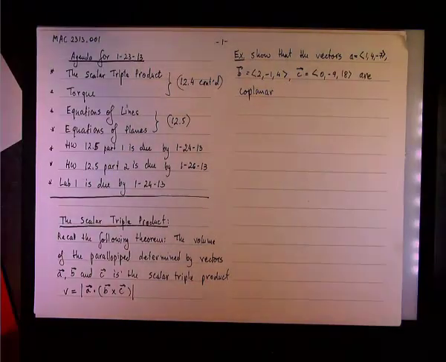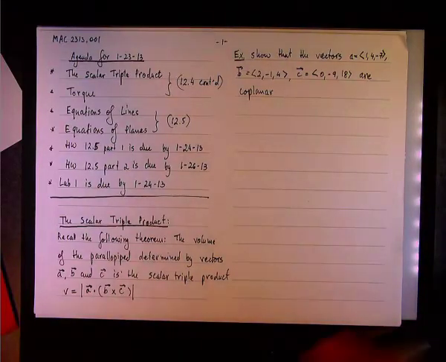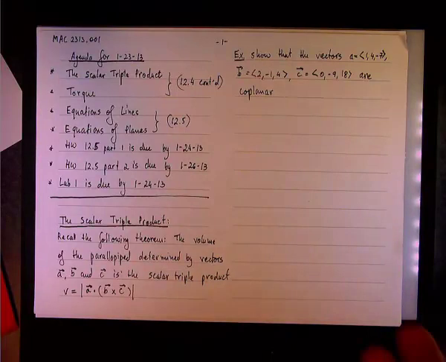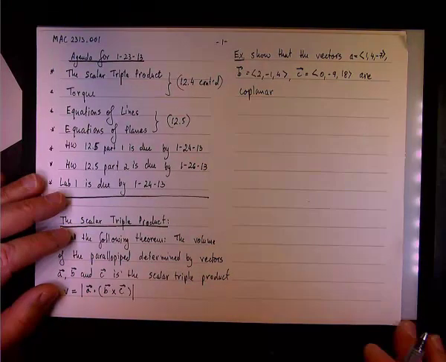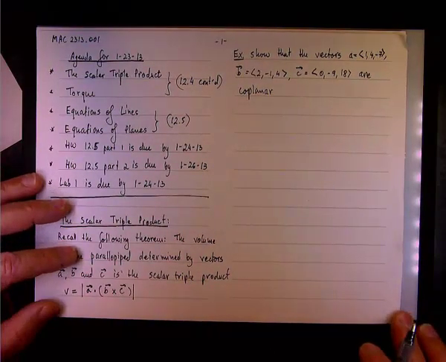We want to show that these vectors are coplanar. Now, what the heck is coplanar? Well, all three vectors lie on the same plane. And as such, we cannot create a parallelepiped because they're on the same plane. So we don't have height to speak of, and the volume will be 0.